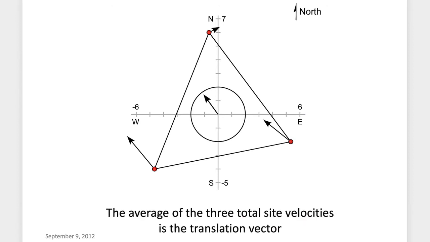We find the translation vector first. The way we do that is we add the three site vectors together and find the average of those three. So we add the vectors together and divide the result by 3. That gives us the vector that you see extending from the origin of our coordinate system in the center of the circle.